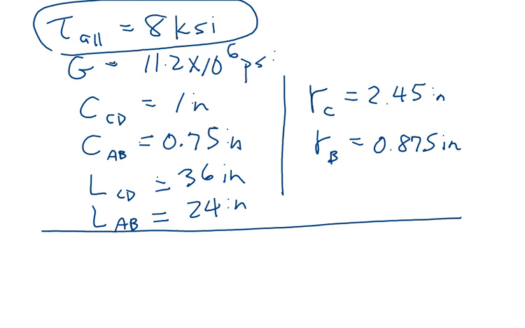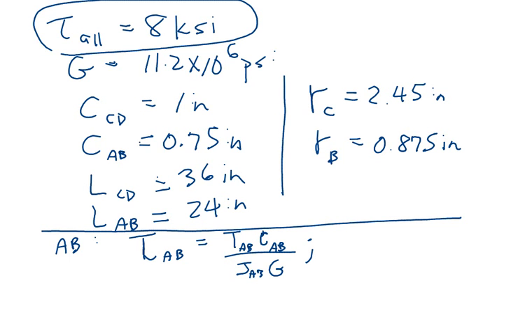You start with shaft AB. You want to say tau in shaft AB is equal to T in shaft AB, C in AB, over J in AB, G. Right? There's only one G value.